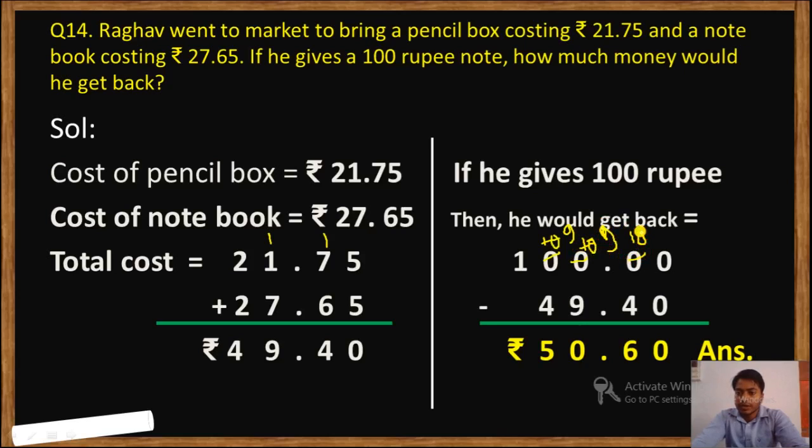Now subtract 10 minus 4, 6, 9 minus 9, 0, and 9 minus 4, 5. Okay, so the answer is 50.60. This is the amount which he will get back. Understood?